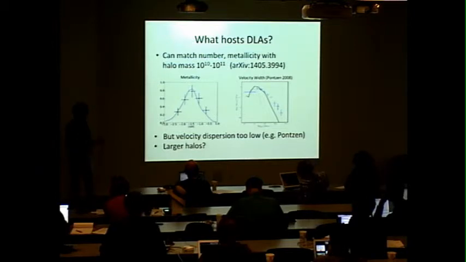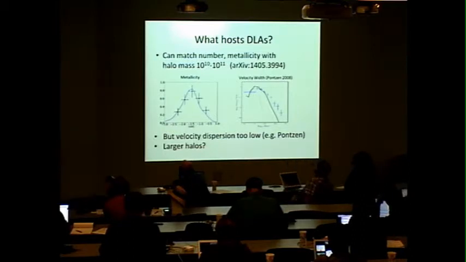So one way that you could maybe solve this problem is by increasing the size of the halo mass that hosts DLAs. The punchline of this talk is going to be that this is not actually totally necessary.